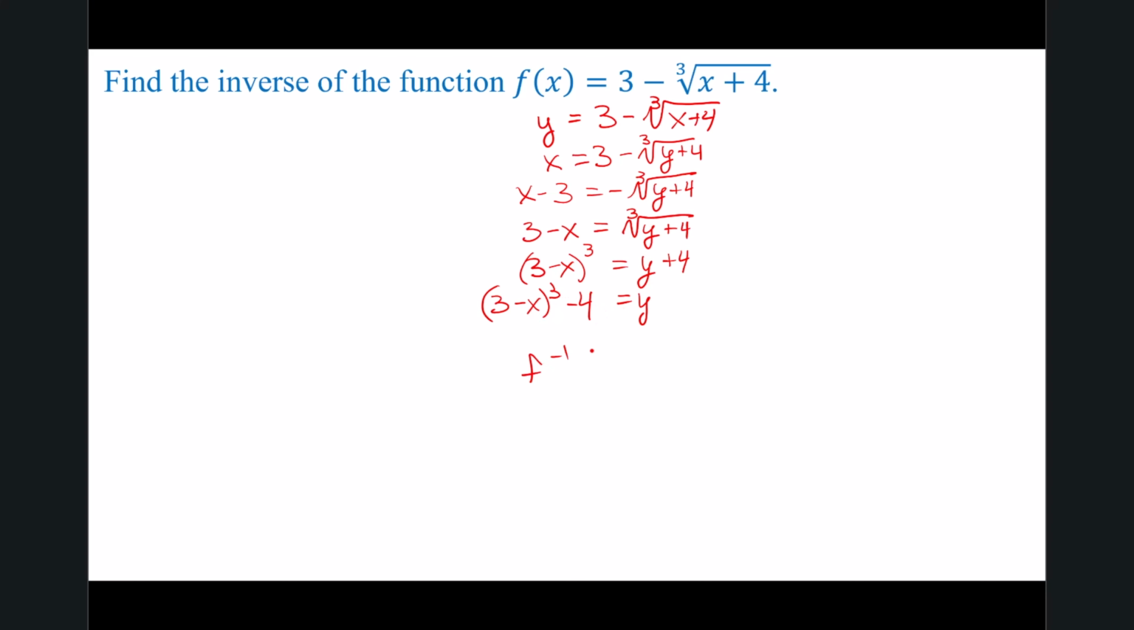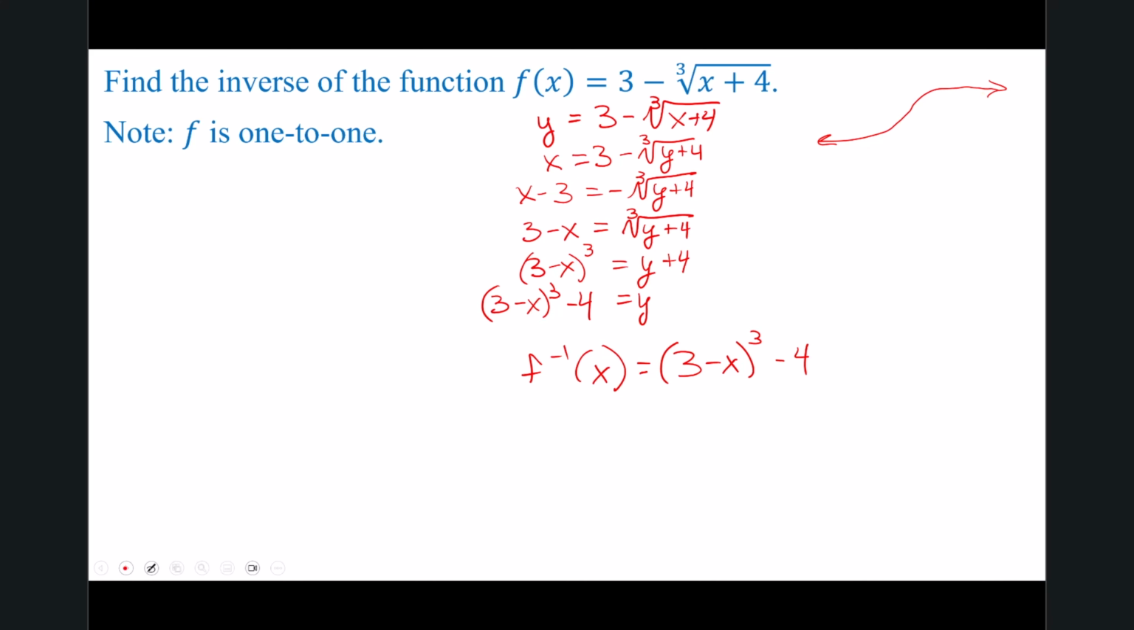So the inverse of f is this function that we have here at the end. So 3 minus x cubed minus 4. That is our inverse of f of x. Note that f is 1-to-1, so it was invertible. F is a cube root function, and if you recall, the cube root function graph looks something like that. So it is a 1-to-1 function, it is invertible, and we found the inverse.